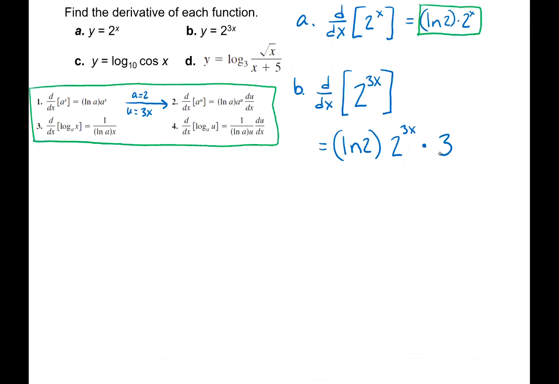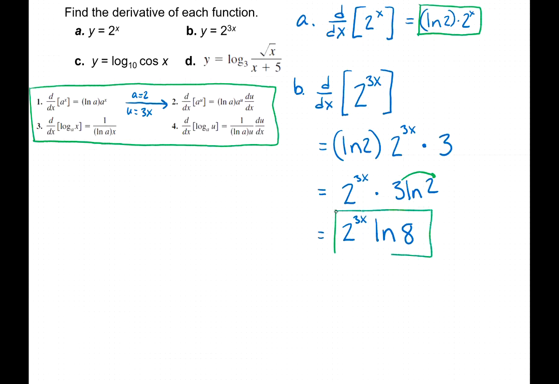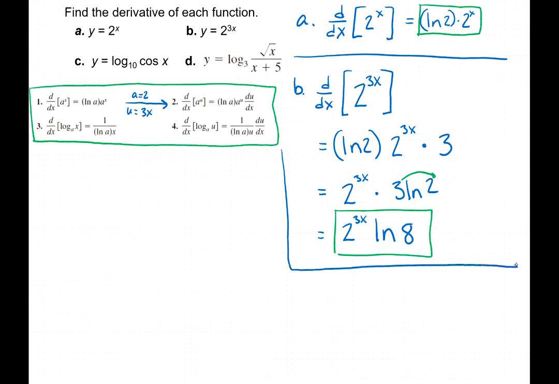Now, let's see if we could condense this a little bit. Let's just reorder this product, and let's say this is 2 to the 3x times 3 times the natural log of 2. And we have a logarithm rule that says we could bring this 3 up top as an exponent. So if we're going to condense this as much as possible, I think we could say this is 2 to the power of 3x times the natural log of 8. 2 to the third power, 2 times 2 times 2, is 8.